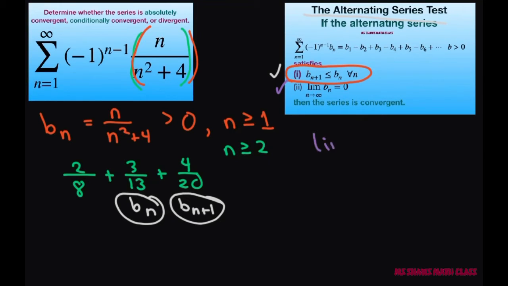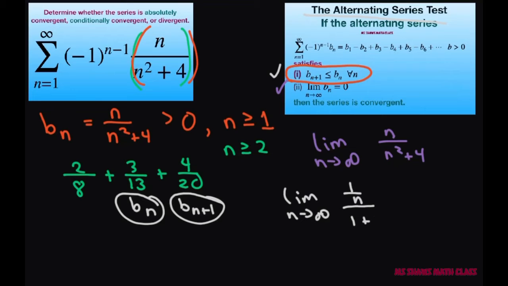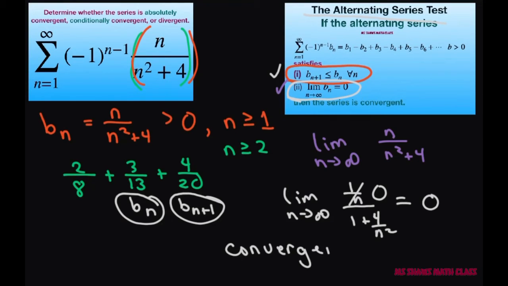Take the limit as n approaches infinity of n divided by n squared plus 4. If you divide everything by n squared, you get the limit as n approaches infinity of 1 divided by n, divided by 1 plus 4 divided by n squared. This goes off to 0. So the limit is 0, and our series is convergent according to the alternating series test.